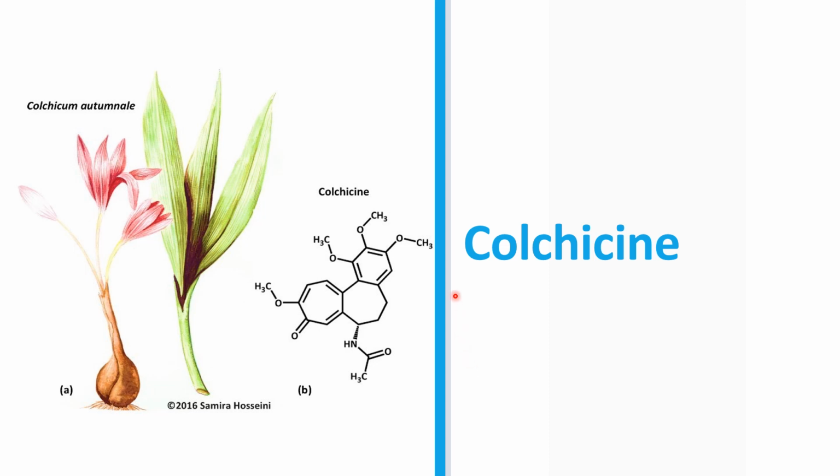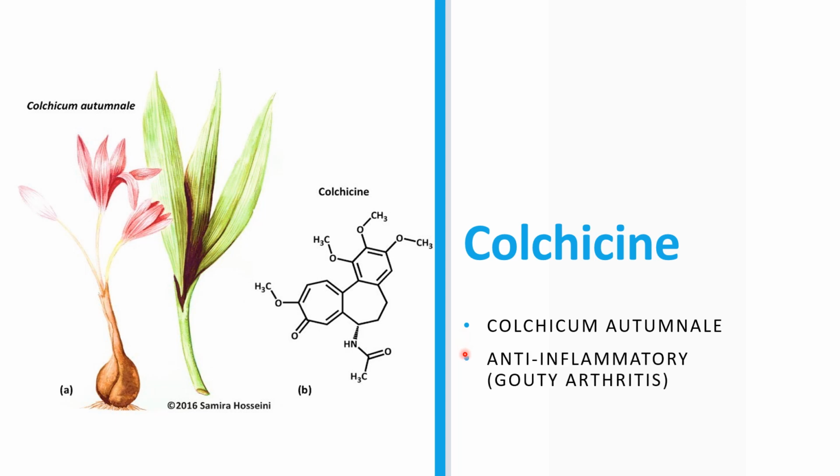The next is colchicine. Colchicine is derived from the plant Colchicum autumnale, and it is used as an anti-inflammatory for gouty arthritis. Colchicine is used to prevent gout attacks, such as sudden severe pain in one or more joints caused by abnormally high levels of a substance called uric acid in the blood in adults, particularly in humans.